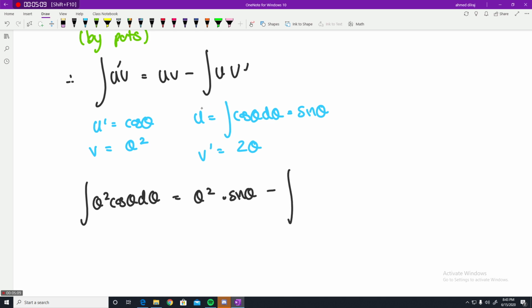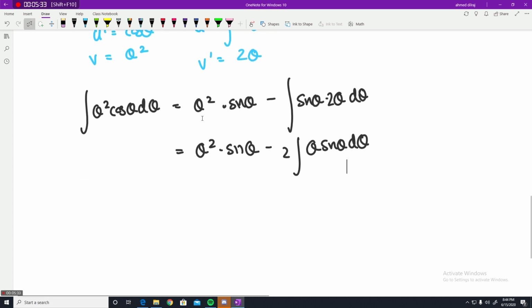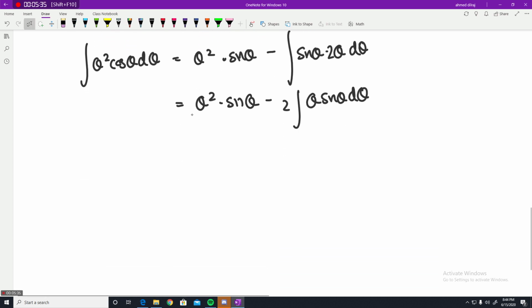v prime, sorry, I'll do u first. So u is sine theta times v prime, which is 2 theta, d theta. So at this point, we're at theta squared times sine theta minus the integral, and we can take this constant out, just to make this equation a little bit simpler. So it's theta sine theta d theta. Again, now we have another problem because we have another function multiplied by another function. So at this point, what we can do is by parts again, right?